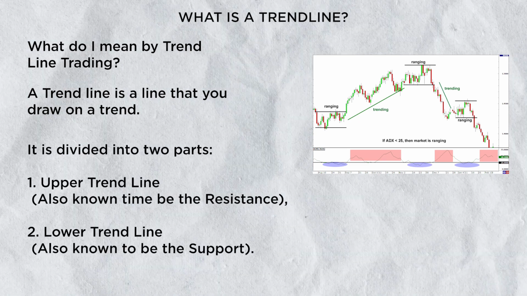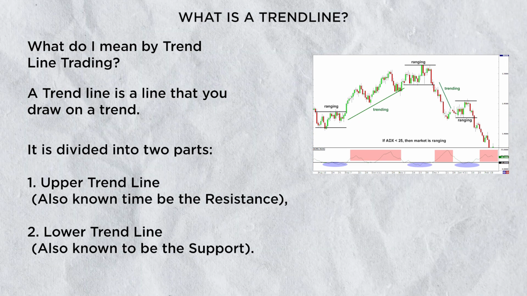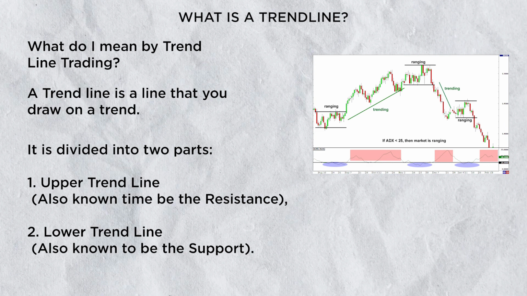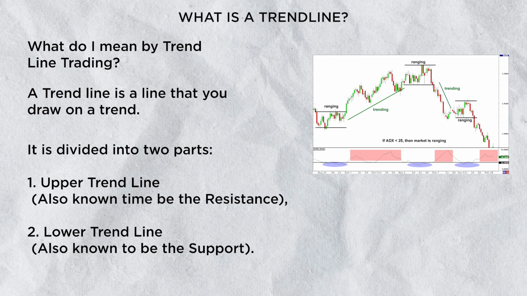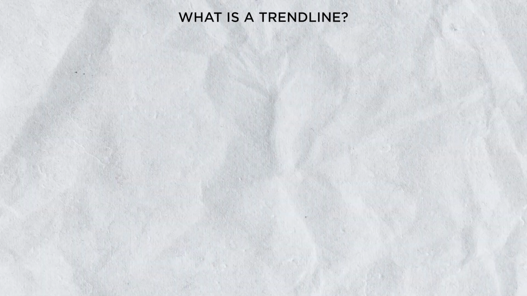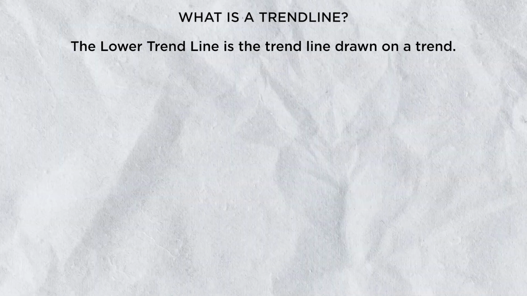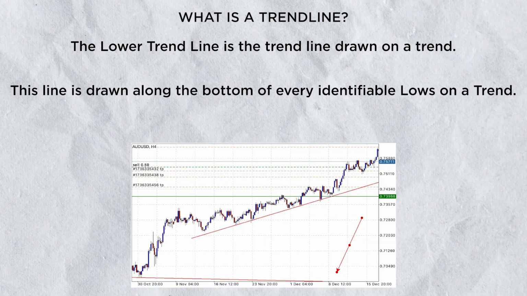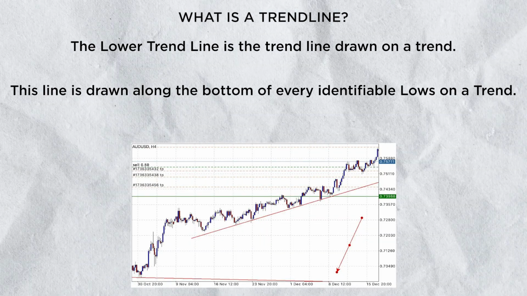It is divided into two parts. One, upper trend line, also known to be the resistance. Two, lower trend line, also known to be the support. The lower trend line is the trend line drawn on a trend. This line is drawn along the bottom of every identifiable low on a trend.